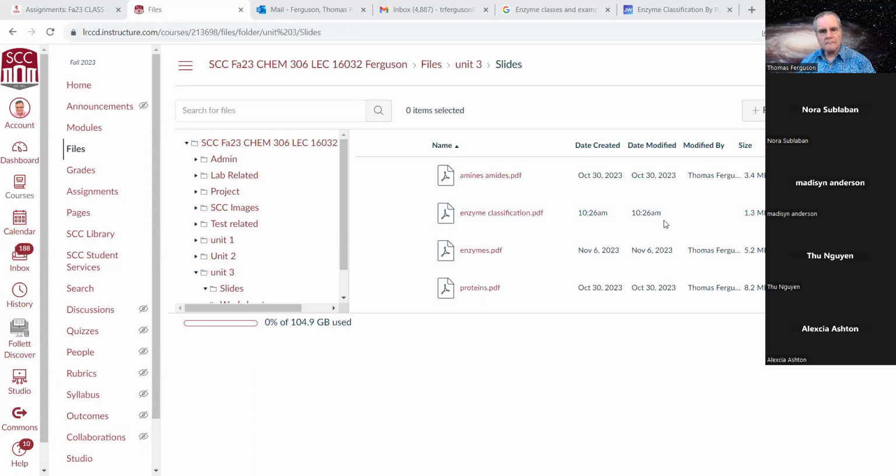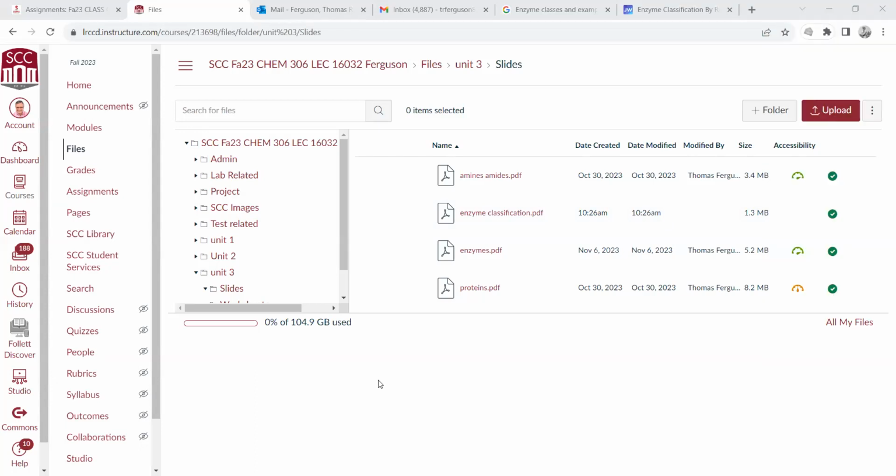Okay, so let me show you where it is. If you go to files, unit 3, slides, it is this one here, enzyme classification.